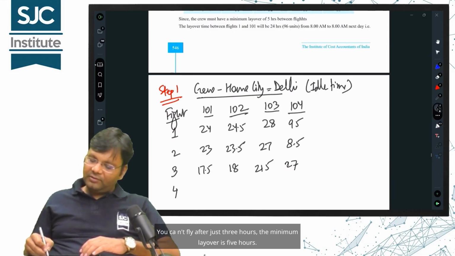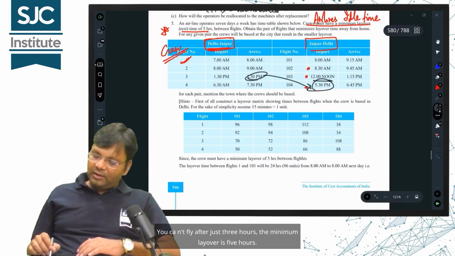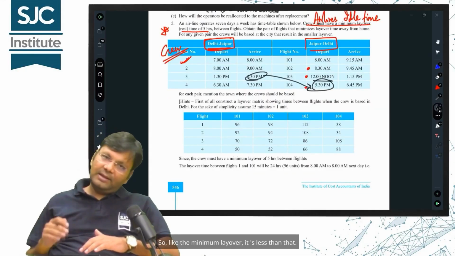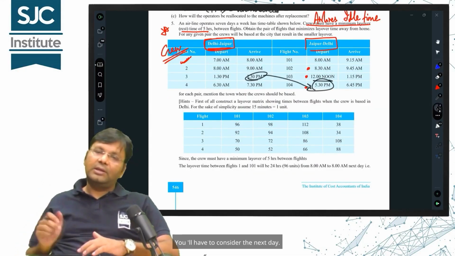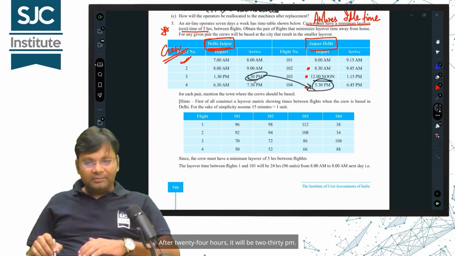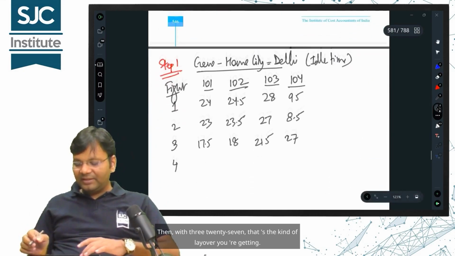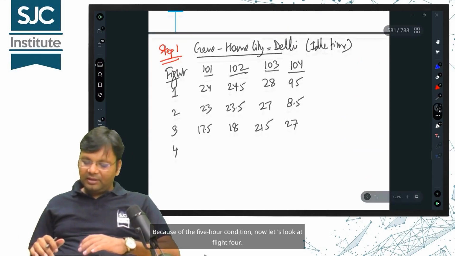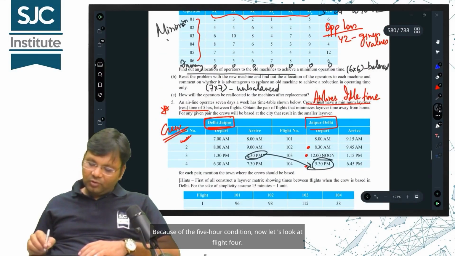You can't fly after just 3 hours, the minimum layover is 5 hours. So, it's less than the minimum layover. You'll have to consider the next day. After 24 hours, it will be 2:30 p.m. Then, with 3:27, that's the kind of layover you're getting. Because of the 5-hour condition, now let's look at Flight 4.